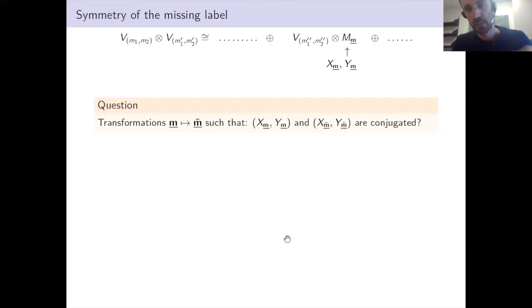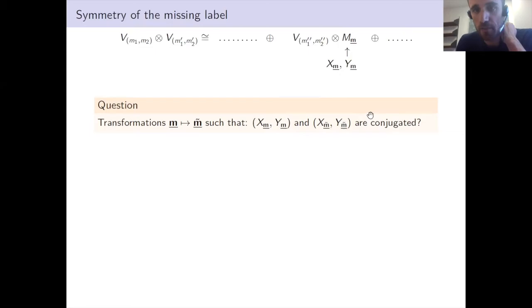What do I mean by that? Okay, so remember again this situation: tensor product of two representations. We choose an irreducible component. It appears with some multiplicities, and we have calculated some explicit matrices acting on this multiplicity space, which are giving the missing label. I mean, their eigenvalues are serving as distinguishing the vectors here. So we can ask the following question. Can I find two different sets of parameters, M and M tilde, such that the matrices are not the same, but conjugated? Conjugated, I mean, by a change of basis, or conjugated by an invertible matrix.